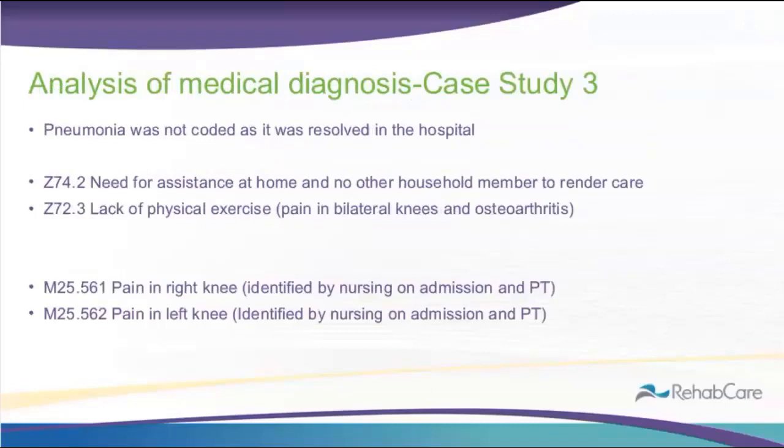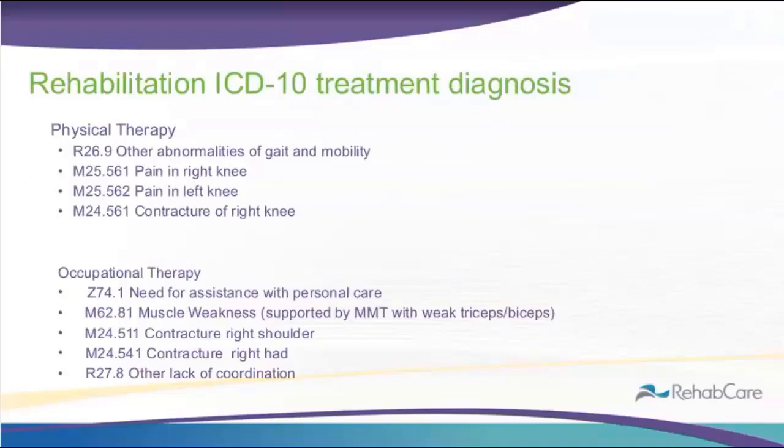They used the Z codes because the patient wasn't able to go home because there was nobody there to care for her and she could not take care of herself. And she had a lot of pain because after the knee replacement, she had stopped exercising. So she was having some arthritic pain. So rehab used R26.9 for PT, other abnormalities of gait and mobility.